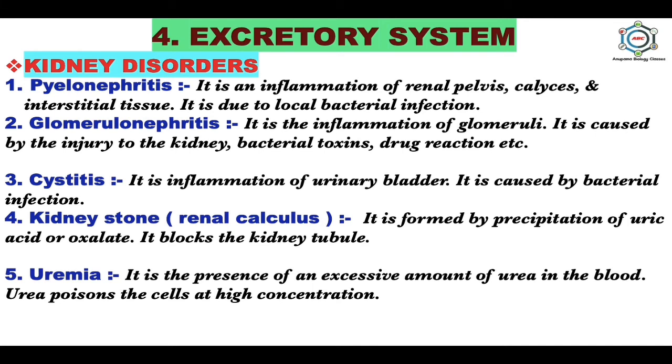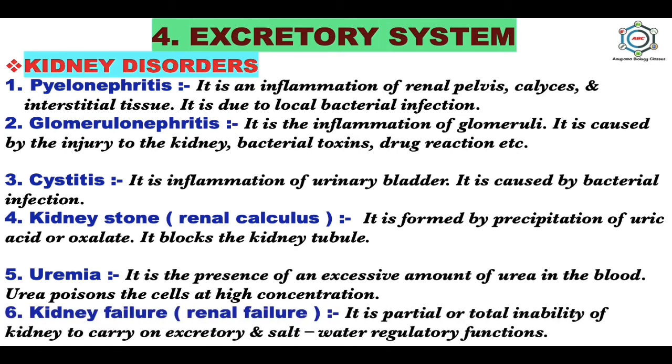Next, uremia. It is the presence of an excessive amount of urea in the blood. Urea poisons the cell at high concentration. And the last is kidney failure, that is renal failure. It is partial or total inability of the kidney to carry out excretory and salt-water regulatory functions. So it leads to uremia, salt-water imbalance and stoppage of erythropoietin secretion. And here dialysis should be started as soon as possible after the diagnosis is established.